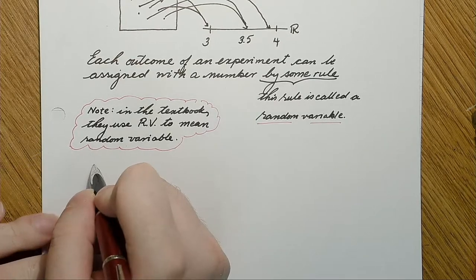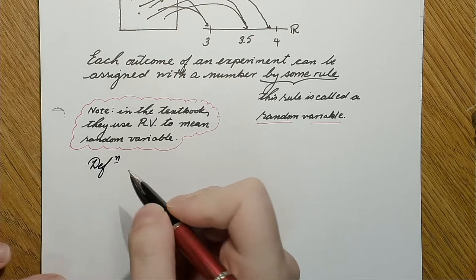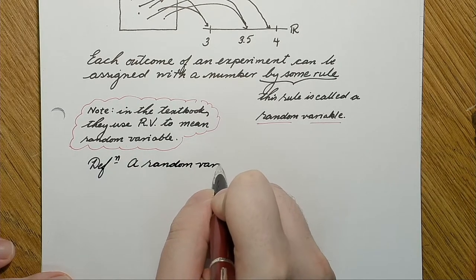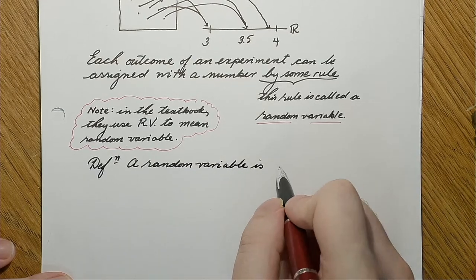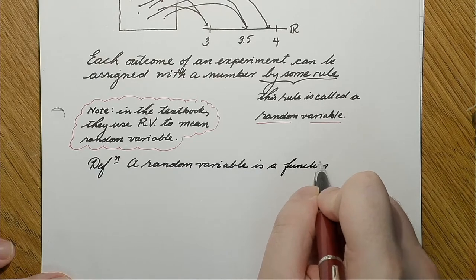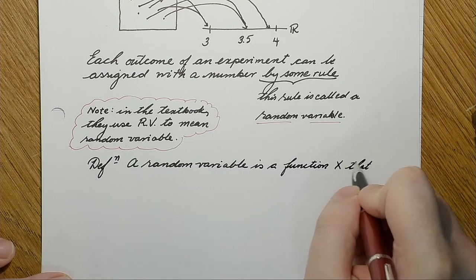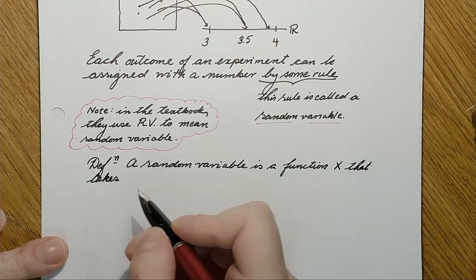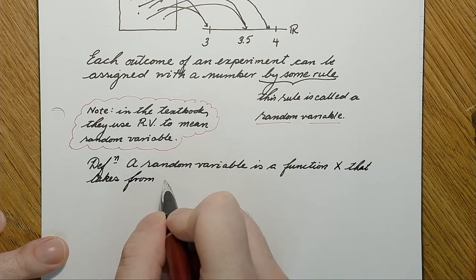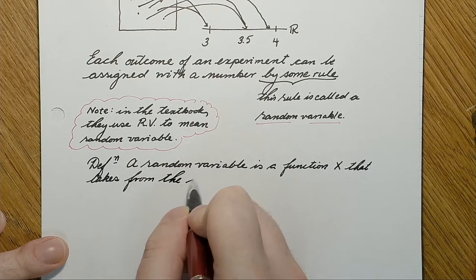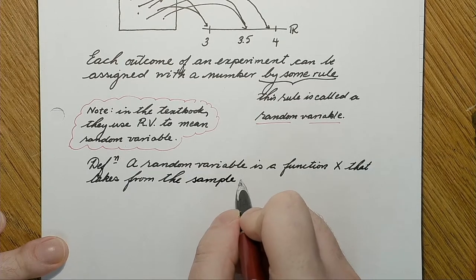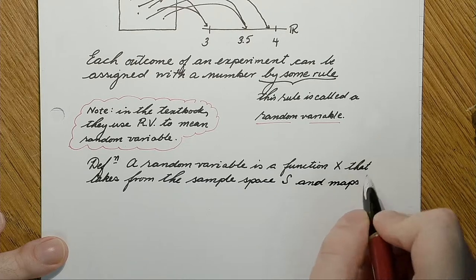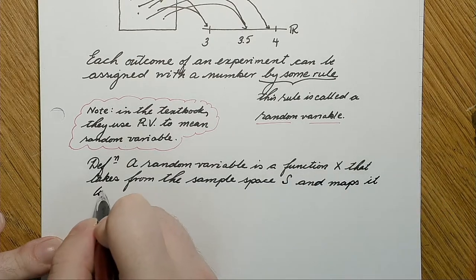So in the book, they give a specific definition of this. So the definition. A random variable is a function X that takes, basically what it's doing is it's just explaining the picture that we just drew up here. It's our intuition. It takes from the sample space S and maps it to a set of real numbers.